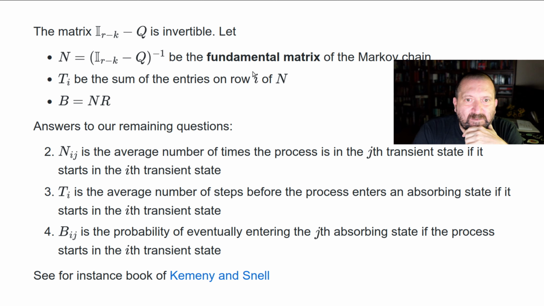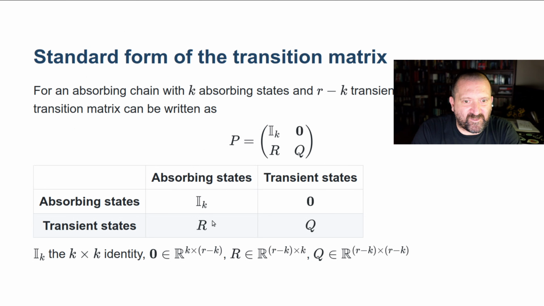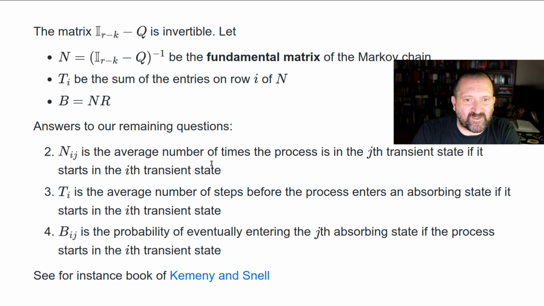Then we can take the row sums of N. This is going to be a vector. And we can also create the product N times R. Remember that R is the matrix that describes transient states to absorbing states. If I create these three matrices, the questions I was asking before in terms of time to absorption are answered by those matrices.